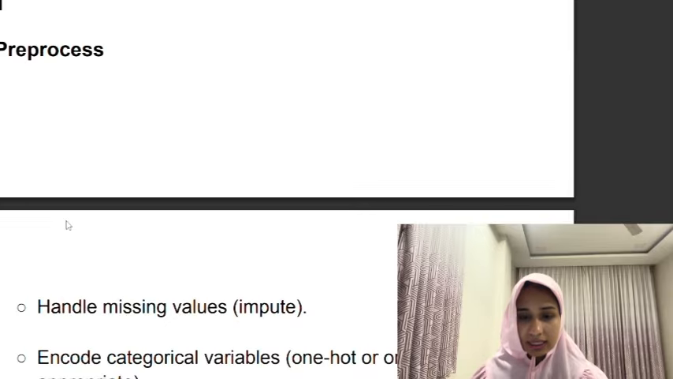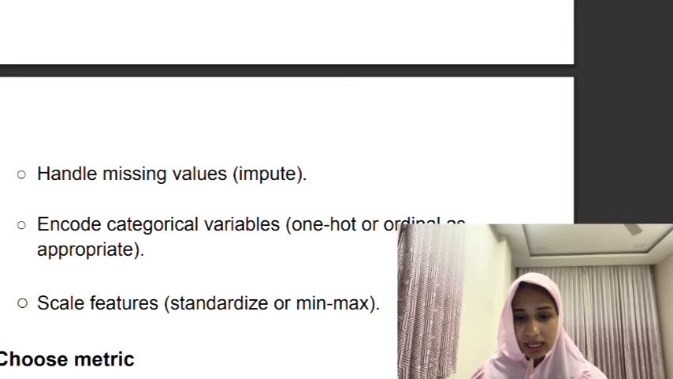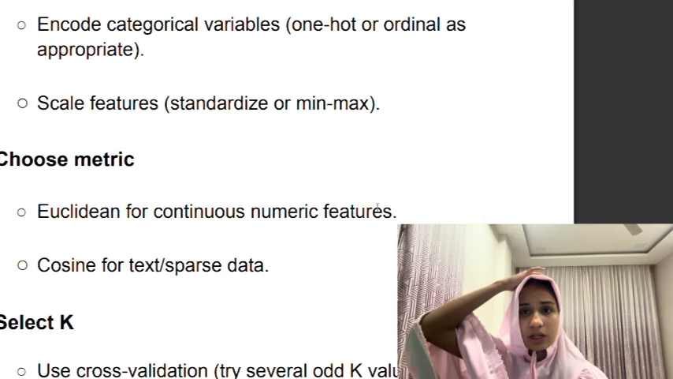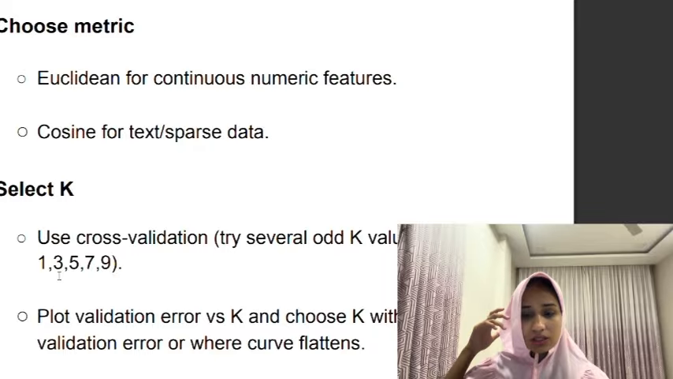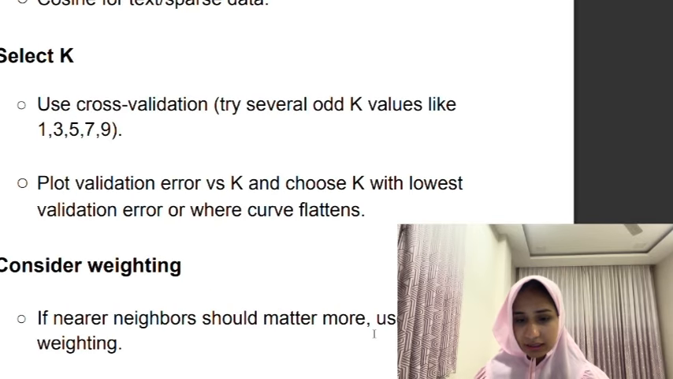Now the practical recipe: how to apply KNN well. Pre-process: handle missing values, encode categorical variables using one-hot encoding, and scale features. Choose a metric: Euclidean for continuous numeric features, cosine for text or sparse data. Select K using cross validation. Try several odd K values like 1, 3, 5, 7, 9. Plot validation errors versus K and choose the K with the lowest validation error or where the curve flattens.